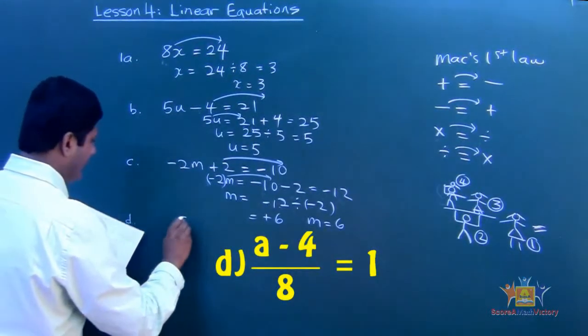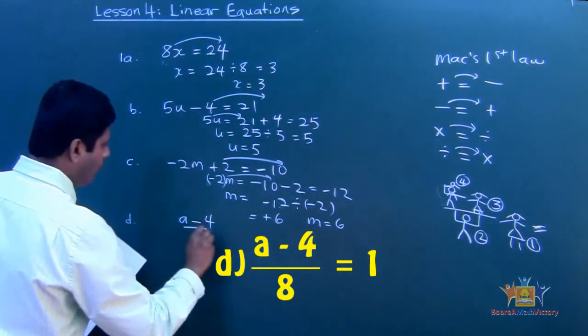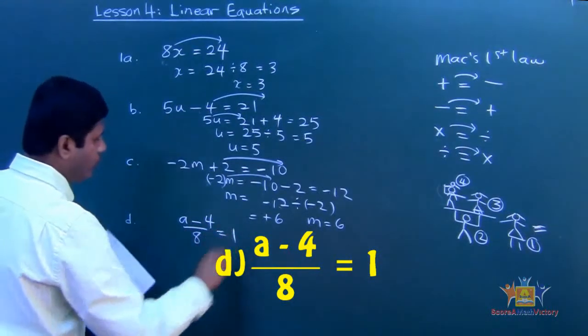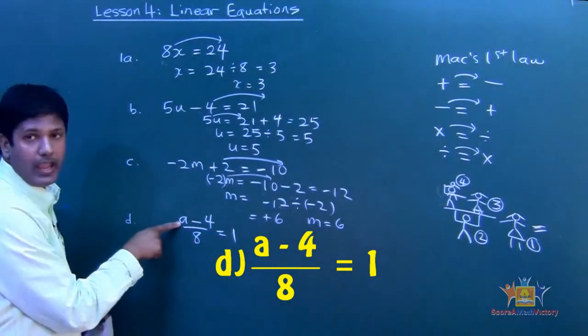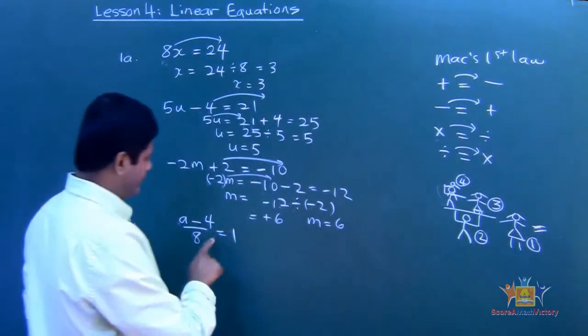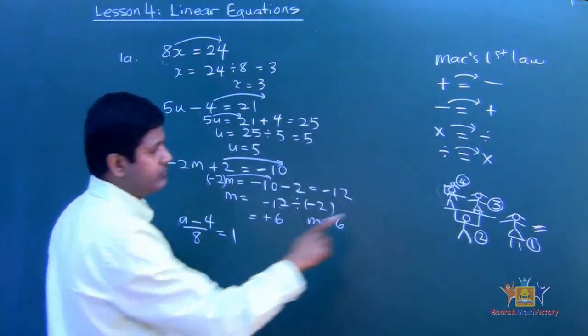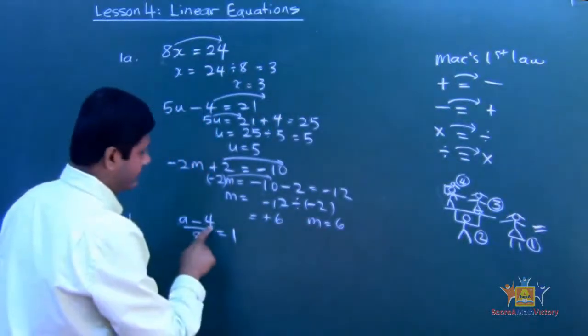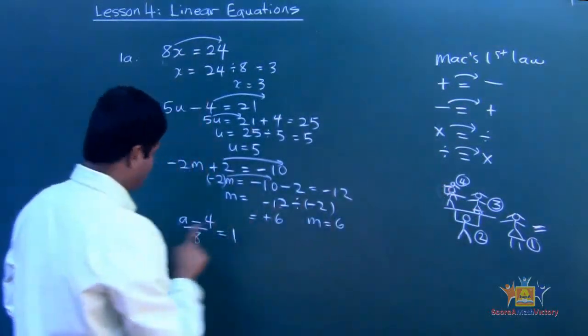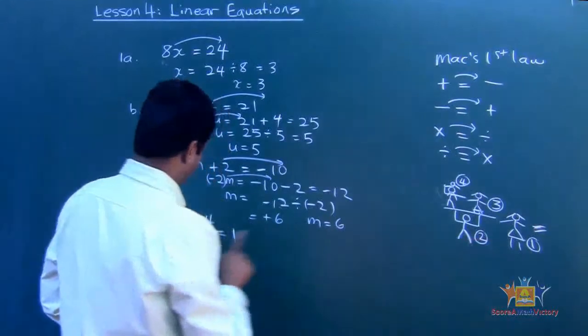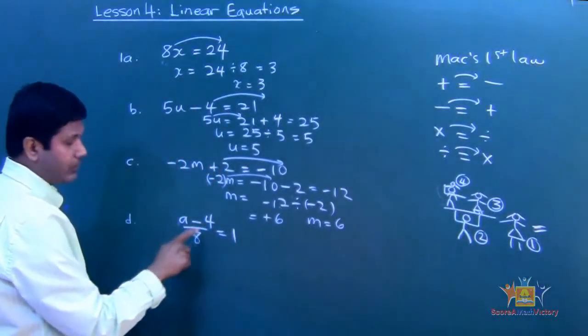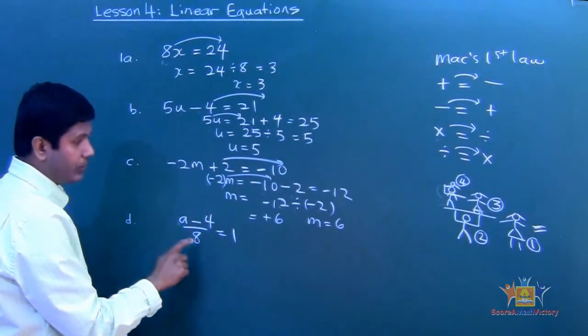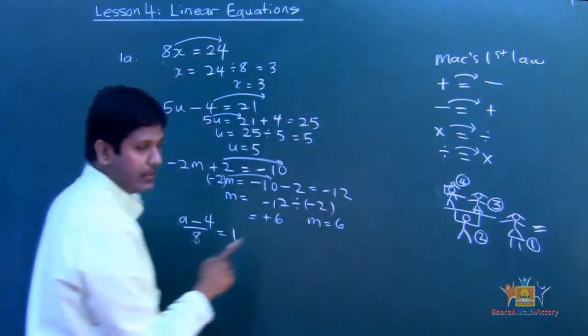D, you're given a minus 4 over 8 equals 1, and you're solving for a. Now look at this one. Let's associate this to this diagram right here. So you've got your dad, you've got your sister, your little brother is missing, and your mom is missing. See that? So that means we're only going to deal with your dad and your sister. That means who got to go first? 8 got to go first.